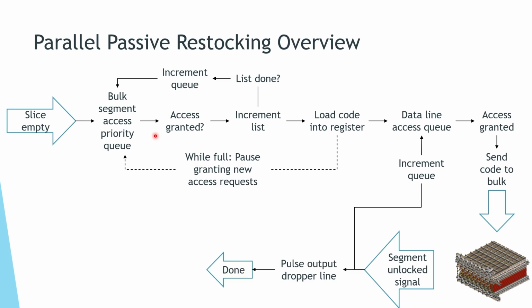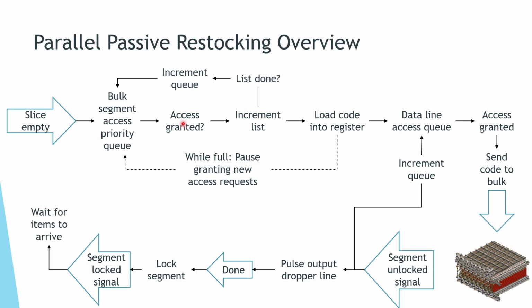Once we're done, we're going to lock the segment. So we have per segment locking, so we can lock just that segment, but allow whatever else is happening in the bulk to keep going on. After we lock the segment, we'll get a confirmation signal. We start a little timer, just making sure all the items get there, or we're just accepting that bulk has no items to send back. And then we're going to go back and increment the bulk segment access priority queue. That allows whatever other components you have that are requesting items from the same segment of bulk to start working again, and their requests to be granted.